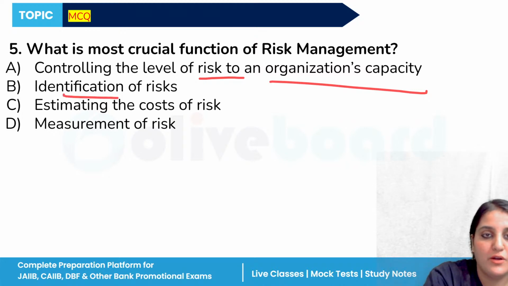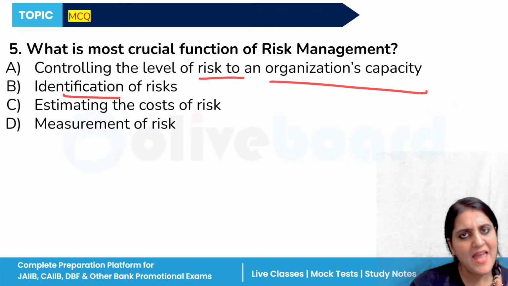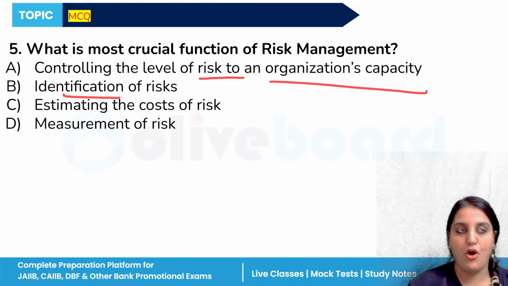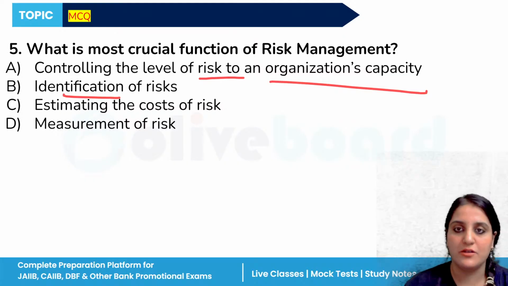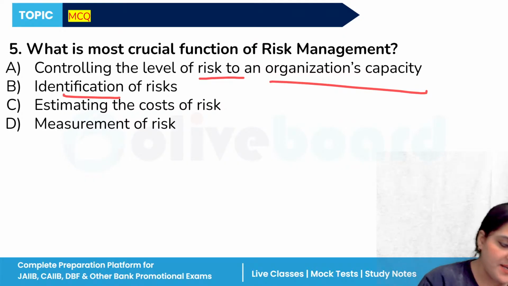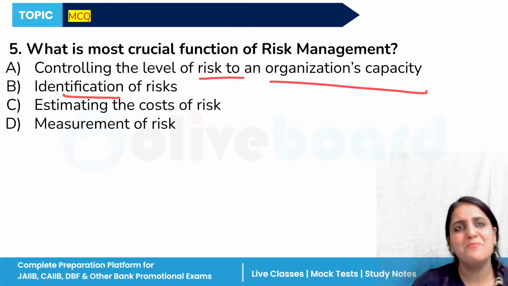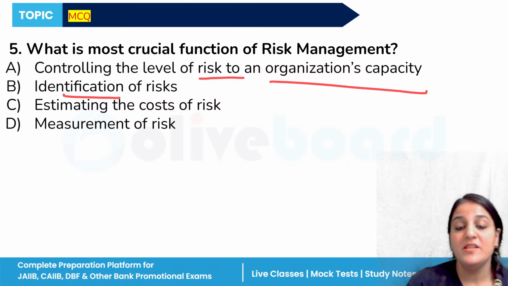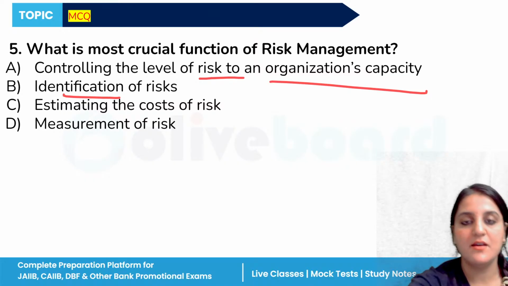And identifying risk is an important step, but it is not the most crucial, because the real value lies in taking action to manage those risks. Estimating the cost of risk can be helpful, but it is not the primary goal. This basically focuses on controlling the risks themselves.